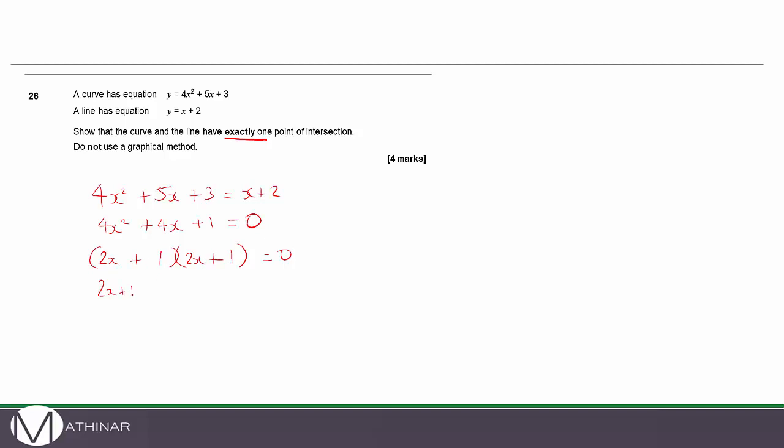So 2x plus 1 is 0, or 2x plus 1 is 0. 2x equals minus 1, and x is equal to minus a half. Again, 2x equals minus 1, and x is equal to minus a half. So we have the same solution here. So the solution is x is equal to minus a half. So x is equal to minus a half is the only point of intersection.